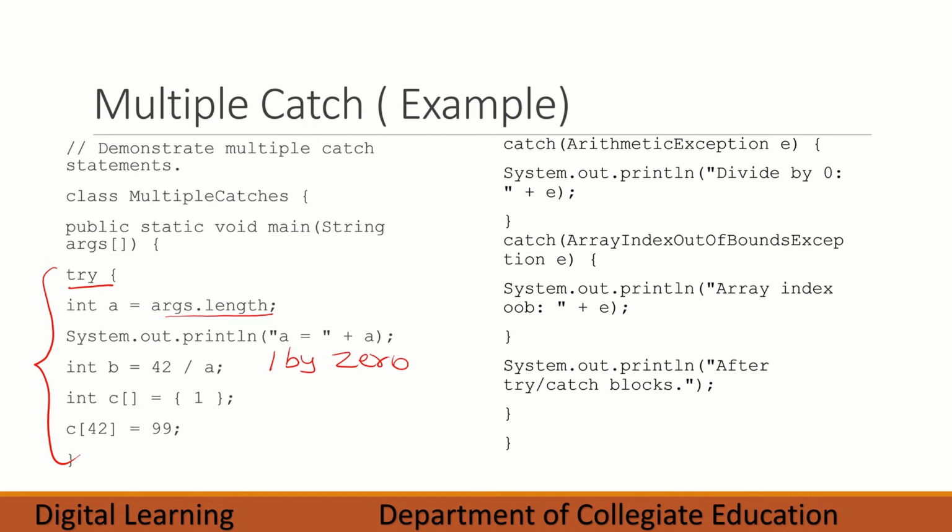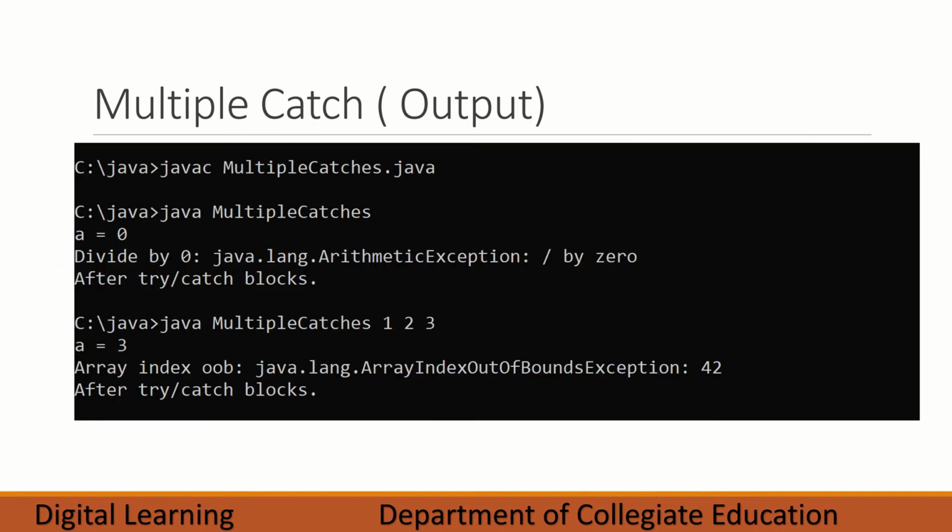So now it should be followed by two catch blocks. The first catch block processes the arithmetic exception and the second catch block handles the array index out of bounds exception. Whatever it may be, whether the exception occurs or not, the last statement, that is after the try and catch block, will always be executed. Let us check the output.